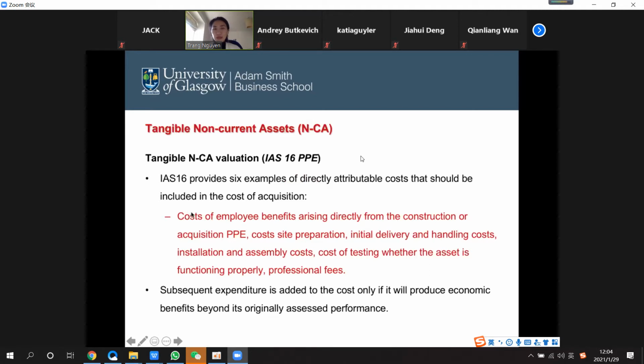normally, based on IASB or IAS 16, the cost will include cost of employee benefits arising directly from the construction or acquisition of PPE. So that's the first thing, employee benefits, and then cost of site preparation, initial delivery, handling costs, installation, assembly costs, cost of testing whether the asset is functioning properly, and professional fees. So based on this, let's try the first activity of these questions.